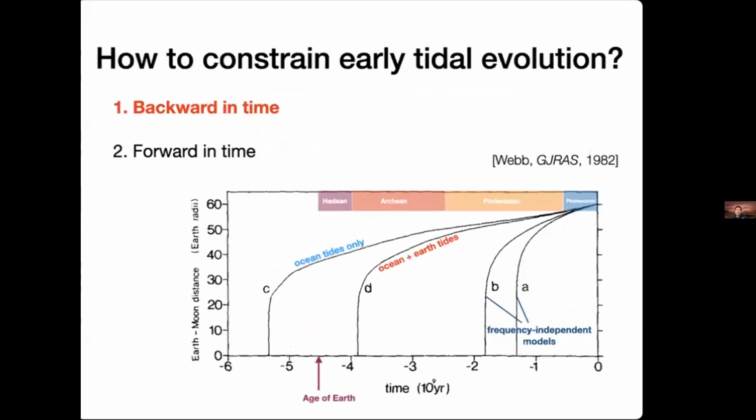So how do we constrain the early tidal evolution? We have two ways. One is backward in time, starting from the present day, as in this example. This is what most people do, and that's understandable because we know the present-day situation best, and it seems the most secure way of solving this problem.